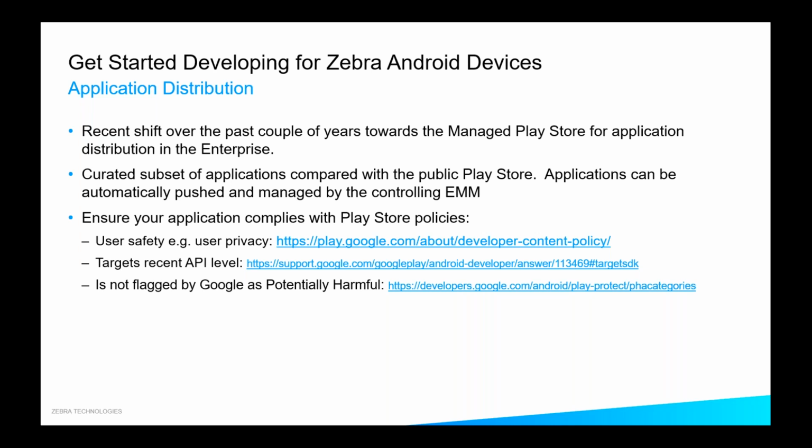You need to target a recent API level, and you need to make sure that your application is not flagged as potentially harmful. Where this might trip some people up is that there are certain APIs and certain intents that you cannot use if you want to be in the Play Store.